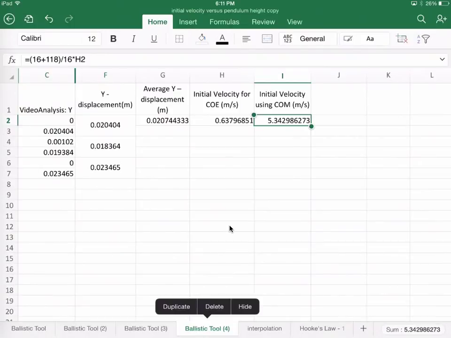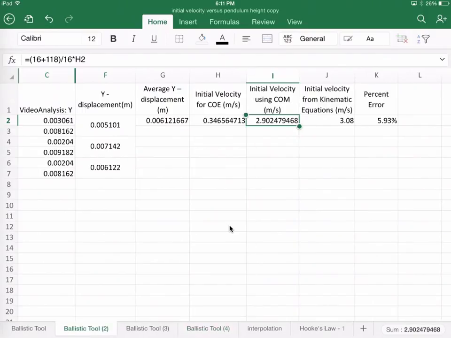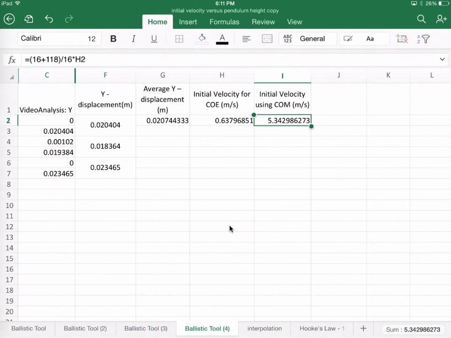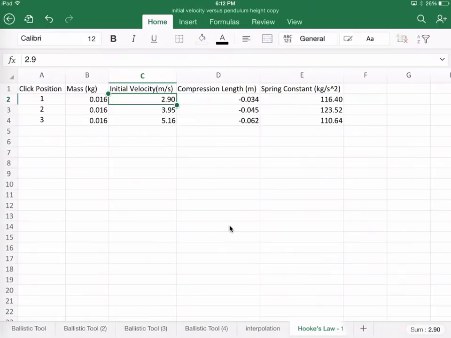Hello students, in the last video we found the initial velocity for the first compression length, which is 2.90, for the second compression length, which is 4.04, and for the third compression length, which is 5.34 meters per second. Now we want to produce a sheet that looks similar to this, and find the spring constant for each one of these positions.